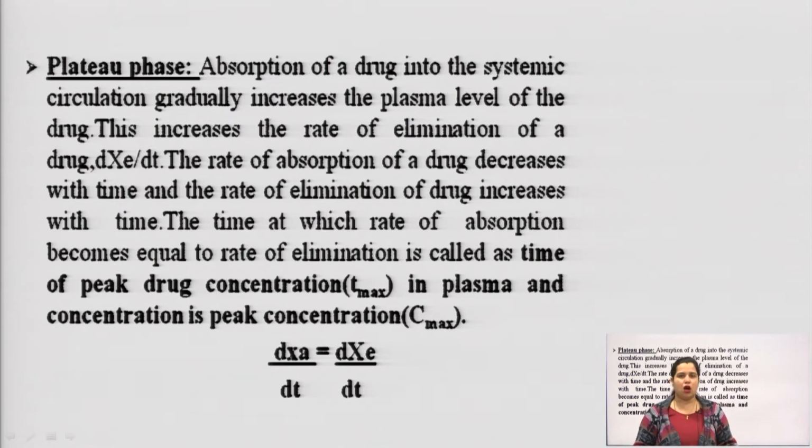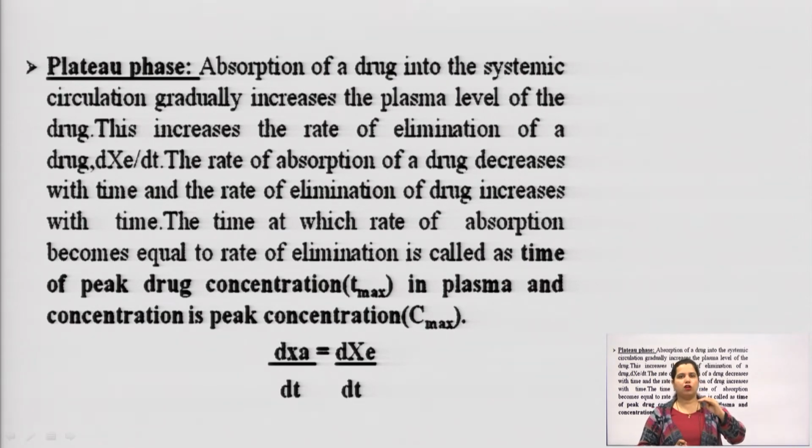As I have told you just now, once it reaches the systemic circulation, the rate of absorption gets reduced and the rate of elimination becomes higher as compared to the absorption rate. This situation comes under the plateau phase, where the rate of elimination becomes equal to the rate of absorption. The time at which the rate of absorption becomes equal to the rate of elimination is called the peak time, T max.